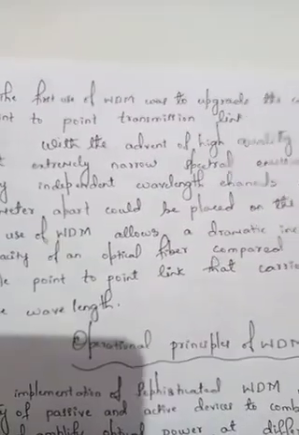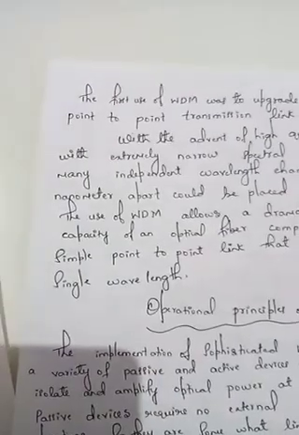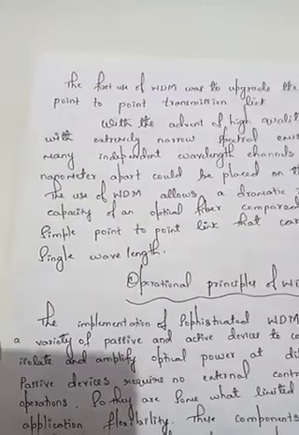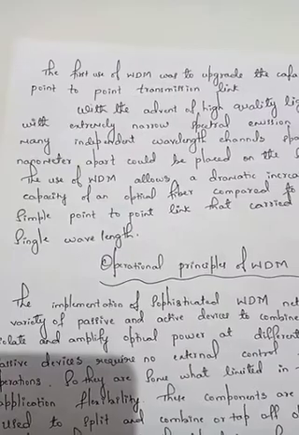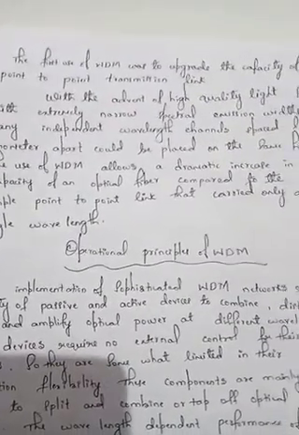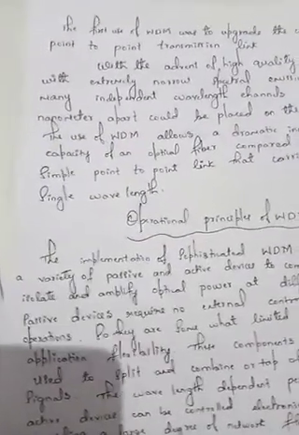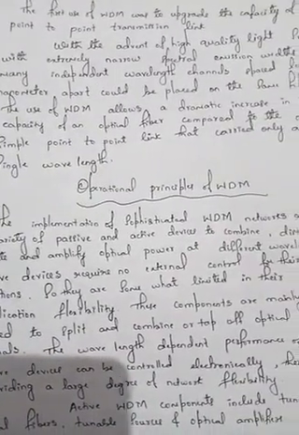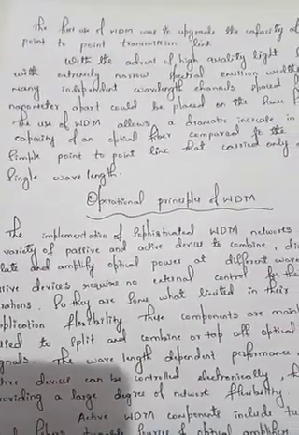point-to-point transmission links. With the advent of high-quality light sources with extremely narrow spectral emission width, many independent wavelength channels spaced less than a few nanometers apart could be placed on the same fiber. The use of WDM allows a dramatic increase in the capacity of an optical fiber compared to the original simple point-to-point link that carried only a single wavelength.